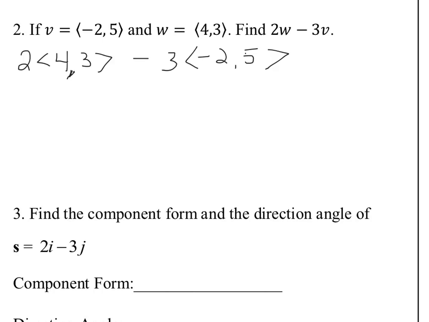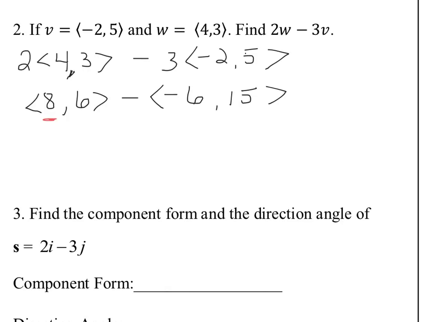So 2 times 4 is 8, and 2 times 3 is 6. So 2 times vector w is <8, 6>. Then we're going to subtract 3 times this other vector. So 3 times a -2 is -6. I'm going to keep that inside the vector symbol. And then 3 times 5 is 15. And I'm subtracting these two vectors from each other.